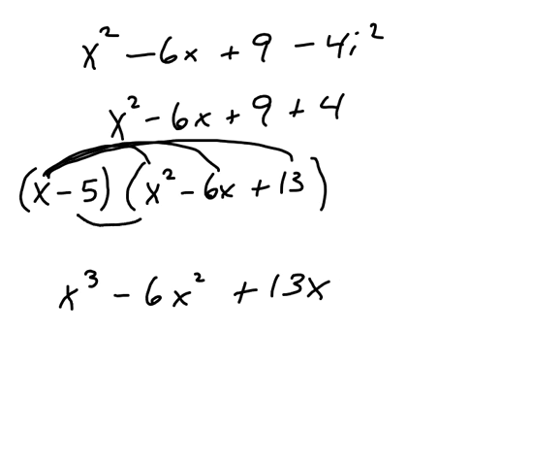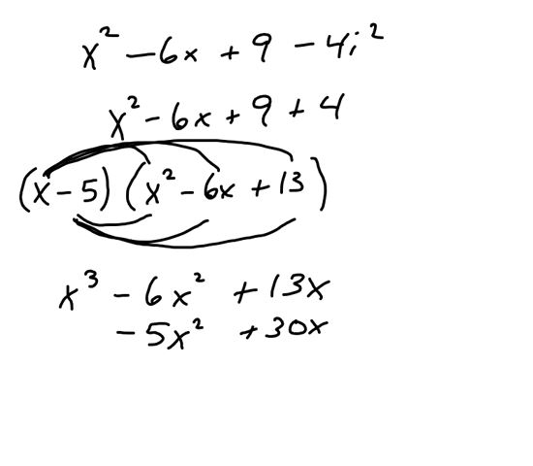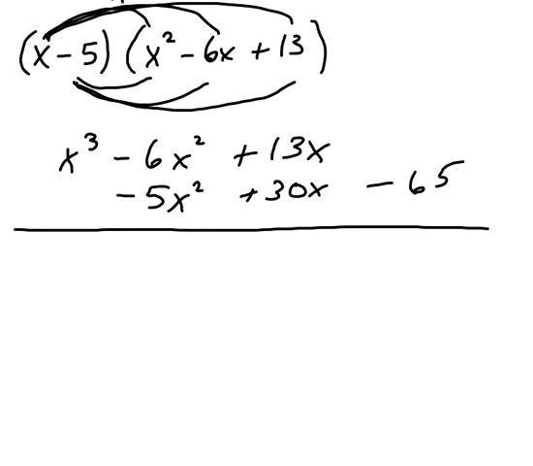Now I'm going to do the next row, negative 5 times x squared, but instead of continuing on the same line of work, I'm going to write it underneath, and I'm going to line it up with my like terms. So I'll have negative 5x squared, then positive 30x, and then a negative 65. So now I add: x cubed minus 11x squared plus 43x minus 65.